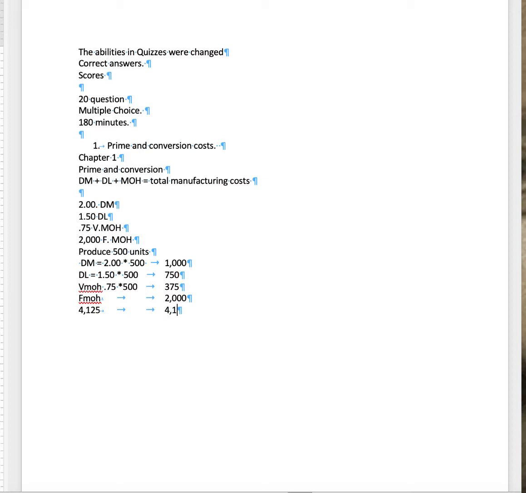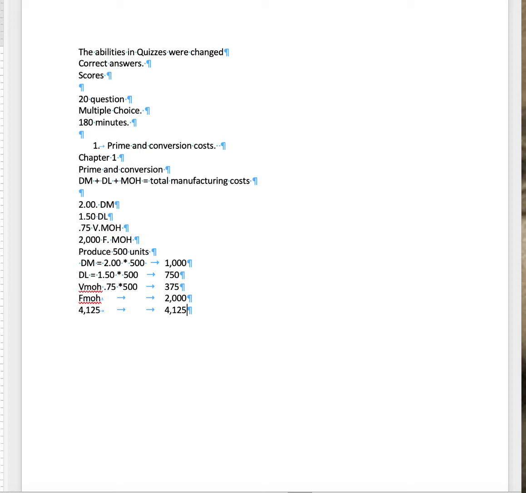Oh, sorry, 4,125. Okay, so if you completely understand how to take those costs and figure out, hey, here's our total manufacturing overhead cost, you're good. If the question asks, hey, what's your total direct material cost? You know how to do that. Hey, what's the total direct labor cost? Well, you know how to do that. You take the per unit times the units. Okay. If they ask for the total amount of manufacturing overhead, remember, you need the variable portion and the fixed portion.